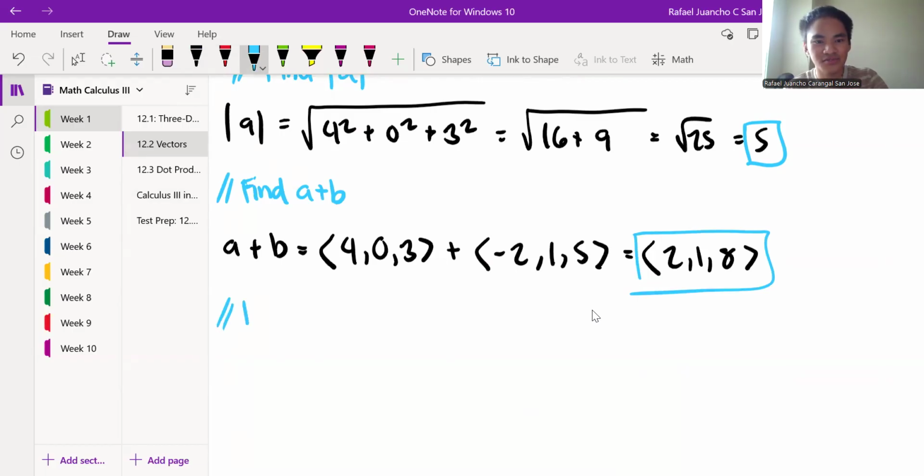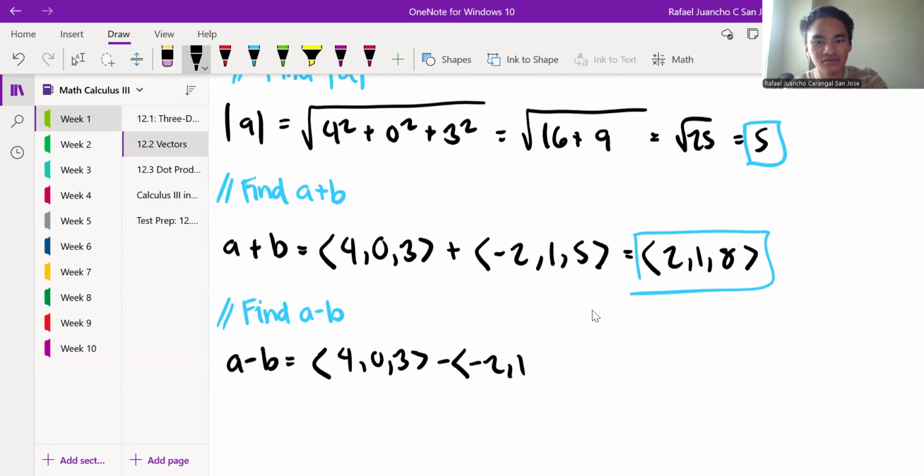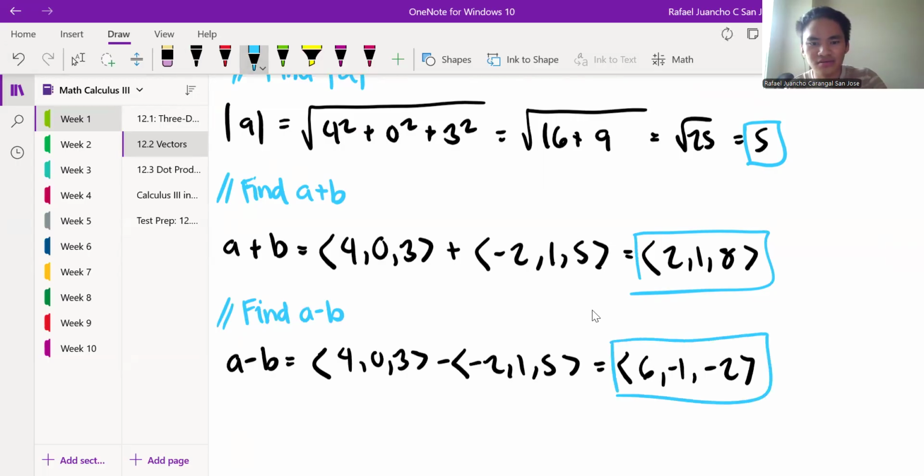Then you have a minus b. So same idea, we just subtract them. So a minus b is this thing, we subtract it. So we have 4 minus negative 2. So if it's a double negative, it's positive. So that's 6. Negative 1. And negative 2. Because 3 minus 5 is negative 2. And then I think that should be it.